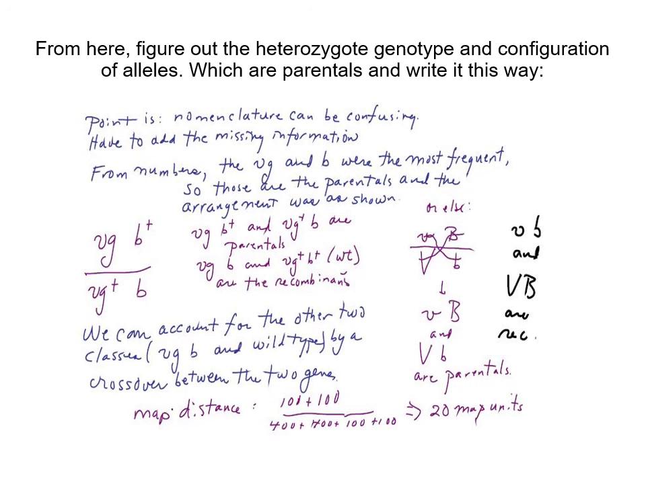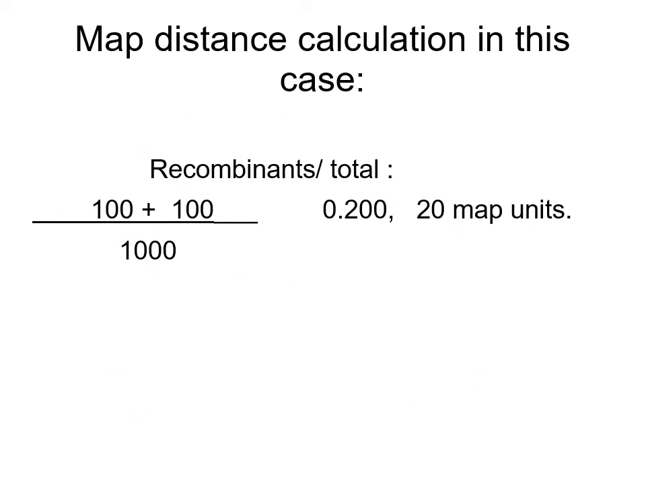Okay, so this is confusing. When you write the parental configuration, you look at the parentals and you know which are the most prevalent. So in this case, the vestigial and wild-type body are the one parental, and the normal wing and the black body are the other parental. And so you write them with the horizontal bar between them. And you can do the same thing with the little v and the little b, whatever you like. So here's my map distance. 100 plus 100 divided by 1,000 is 0.2. Multiplied by 100 is 20 map units.